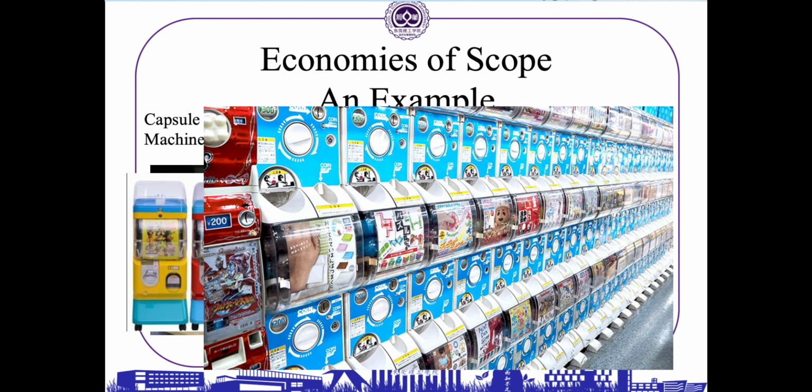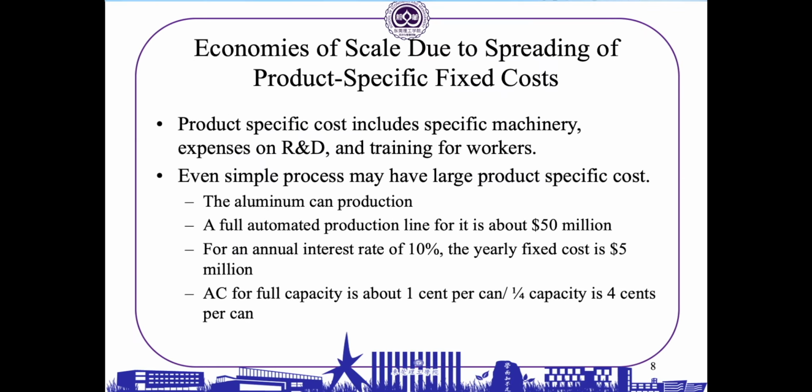With these definitions, we then identify the sources of scale and scope economies. The spreading of fixed costs may be due to specific products, especially the cost of machinery, research and development, and the training of workers. Even a simple production process may require substantial fixed cost.